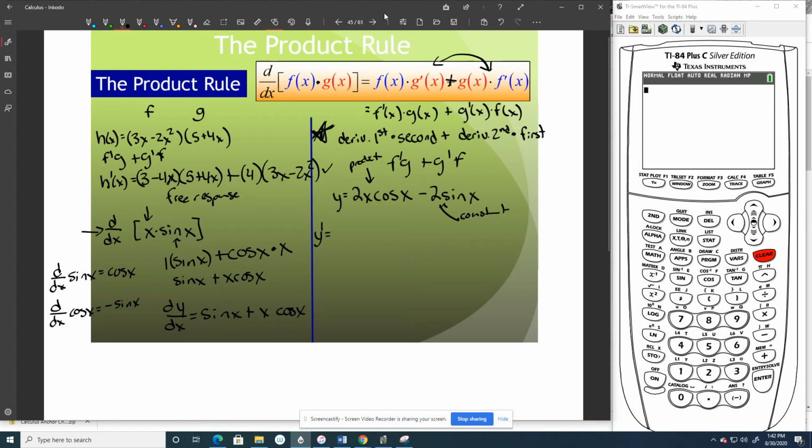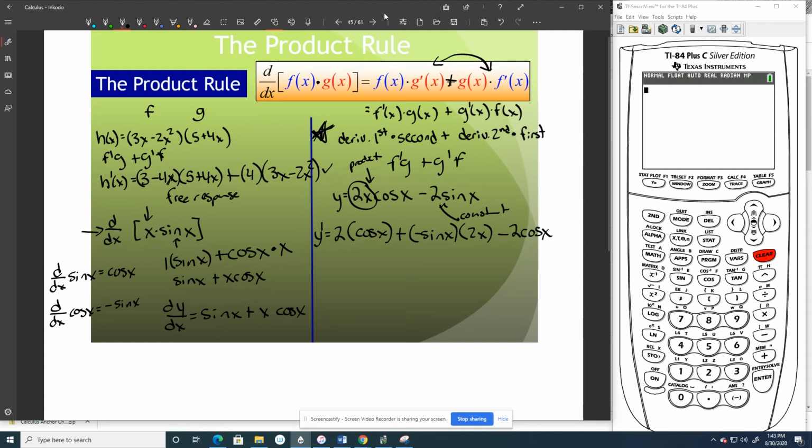So y prime equals the derivative of the first. 2x is my first. The derivative of 2x is 2, multiplied by the second, which is cosine of x, plus the derivative of the second. So the derivative of cosine x is negative sine x, multiplied by the first, which is 2x. And be really careful that you don't forget, that was just this part. Don't forget about taking the derivative of our difference back here. So that becomes minus the derivative of 2 sine x is just 2 cosine x.